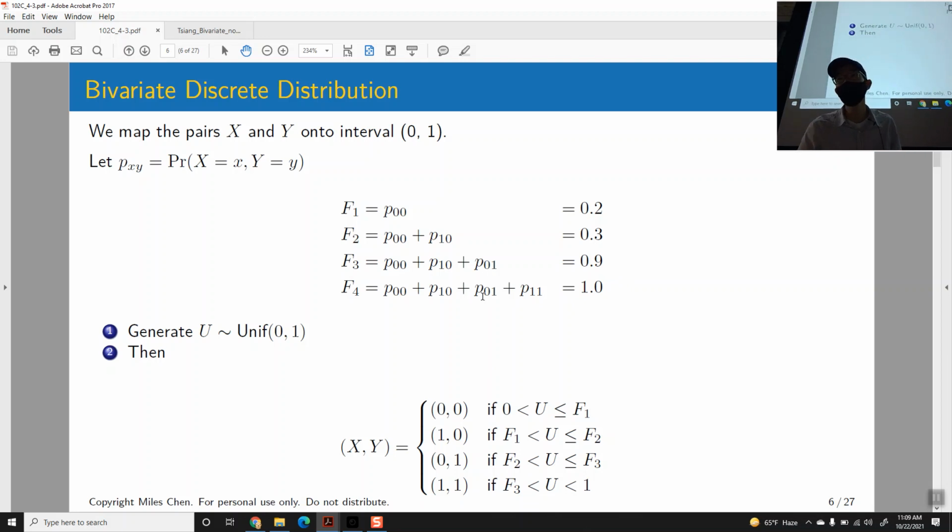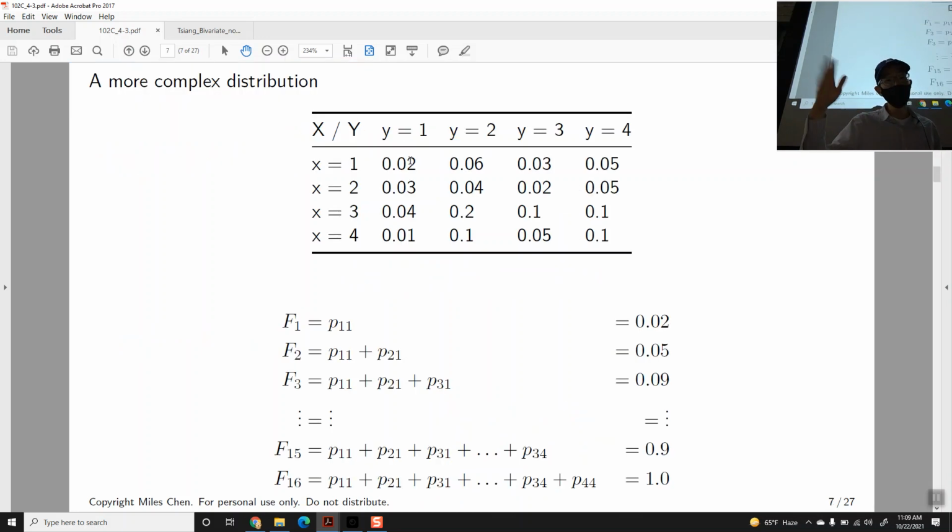Okay, and so we can generate our values rather than having to do this two-step operation, doing x first then y, or y first then x. We can generate both x and y together simultaneously by mapping it on the interval 0 to 1. Okay. Does that kind of make sense? We can extend this into anything that's more complicated, okay?